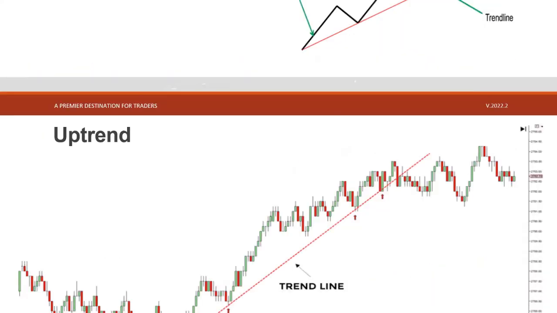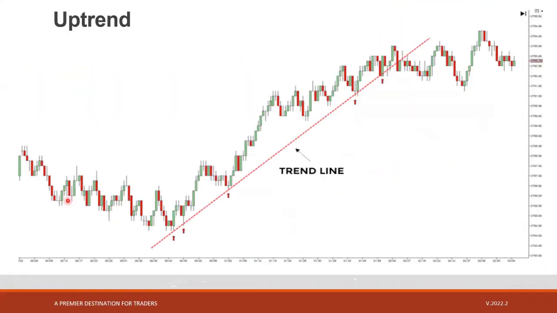Now, here's an example of an uptrend and a trend line at work. You could see here that there was a market bounce from here, came back, bounce from here, came back, bounce. So at this point, after 1, 2, maybe you can consider this too as just one touch, but let's say after 1, 2, you draw your trend line.